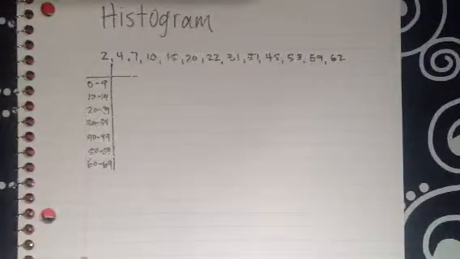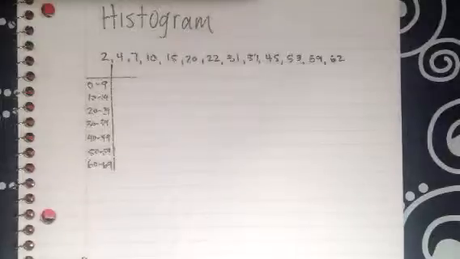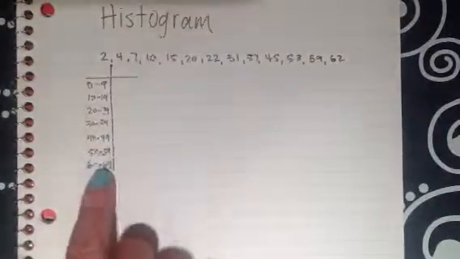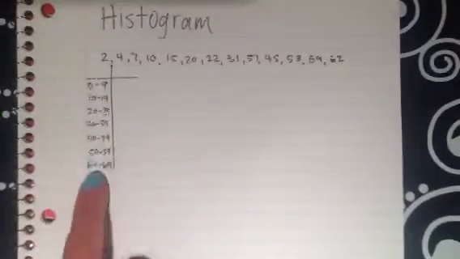Today we're going to go ahead and learn how to make a histogram. We're going to use this data here to put in a histogram in this video. To start, I'm going to put this data into a frequency table. I began the frequency table by making intervals of 10.